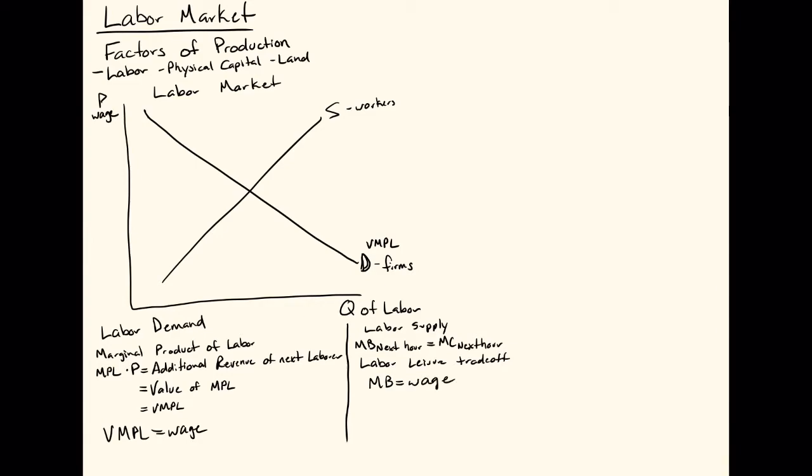Because this is what they are paid for that hour of work, while the marginal cost is what they have to give up in order to work, or the marginal benefit of leisure. Workers will continue to supply labor until wage equals the marginal benefit of the next hour of leisure.